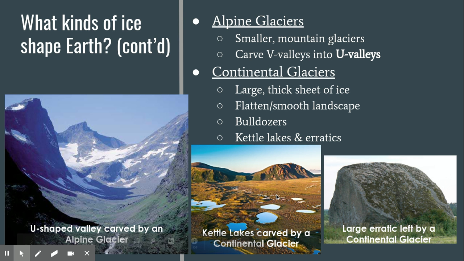We have lots of them here in North America. And then they also can sometimes leave behind these huge boulders called erratics. These erratics are massive. They're absolutely massive, and they're really impossible for any other force to effectively move them. So ice is a very, very strong and powerful force.